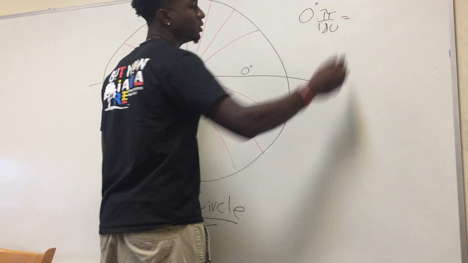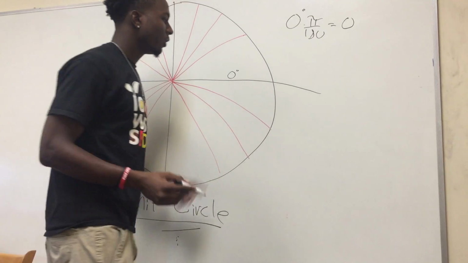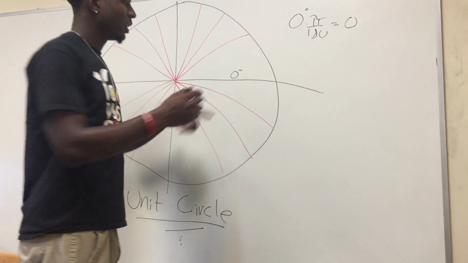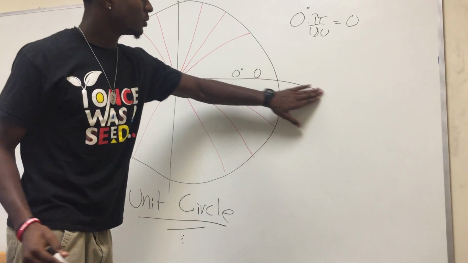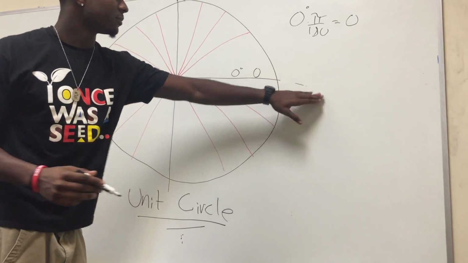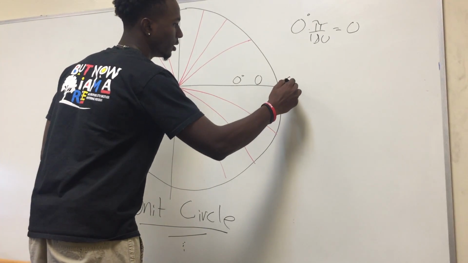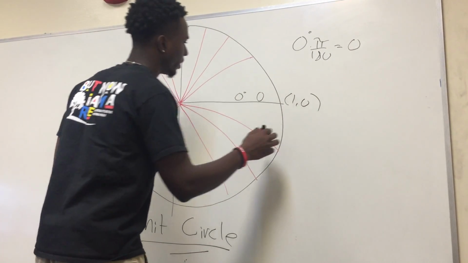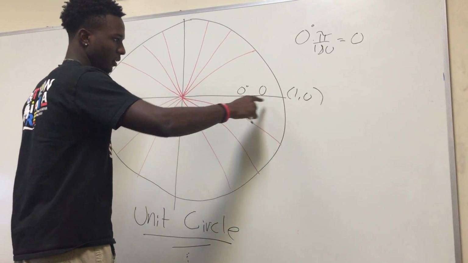Okay? So if you multiply this out, this will give you 0. So the radians for this line is 0. And the coordinate for this, remember since this is a unit circle, the coordinate would be 1, comma 0. Because there's no y coordinate, because we are on the baseline, and we just moved over 1.